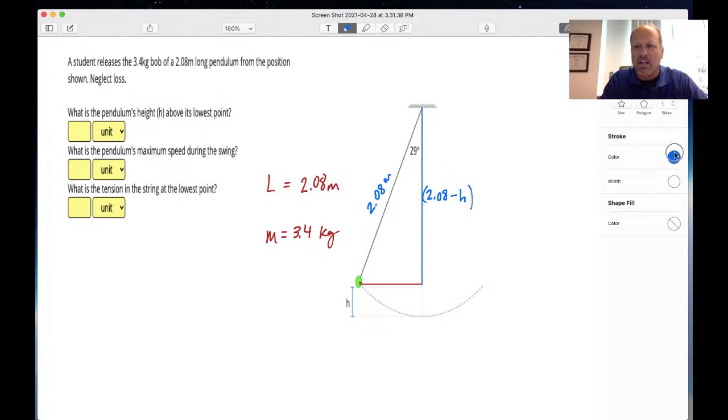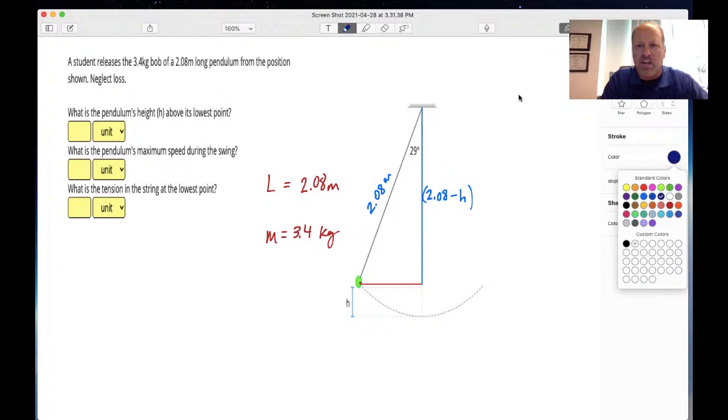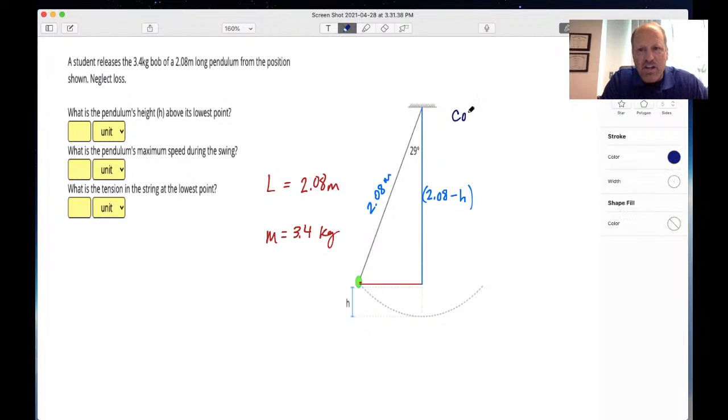So we could use something like, I don't know, cosine theta. So we could say cosine theta is adjacent over hypotenuse. So 2.08 minus H over 2.08. So if we multiply both sides by 2.08, we get 2.08 times cosine, and here's theta, 29 degrees, is equal to 2.08 minus H.